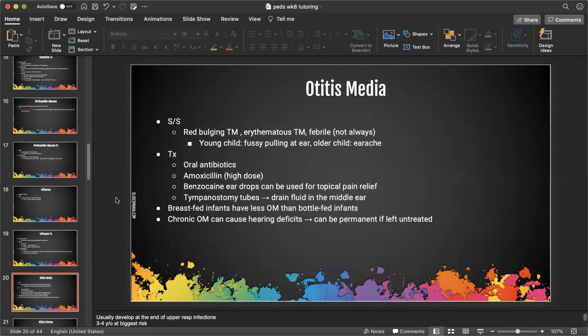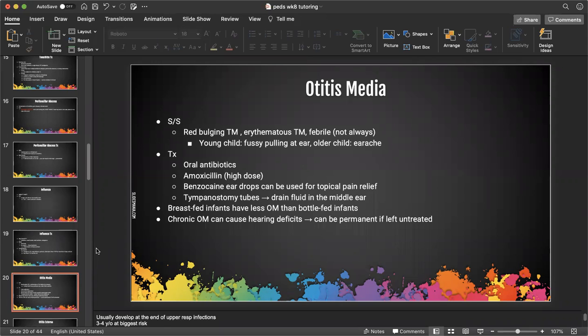So otitis media is one of those HEENT disorders because it's the ears. For otitis media, it normally develops at the end of upper respiratory infections, and 3 to 4-year-olds are at the biggest risk for getting otitis media. Some signs and symptoms: they'll have a red, bulging TM, erythematous. I'm sorry, y'all know I butcher these words. And then they could be febrile, but they're not always febrile.